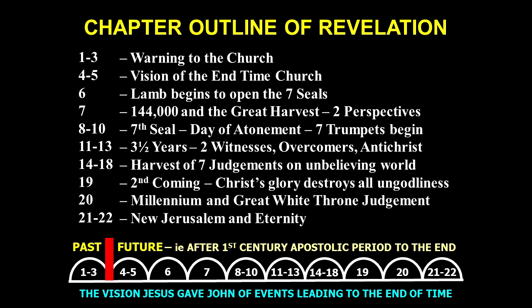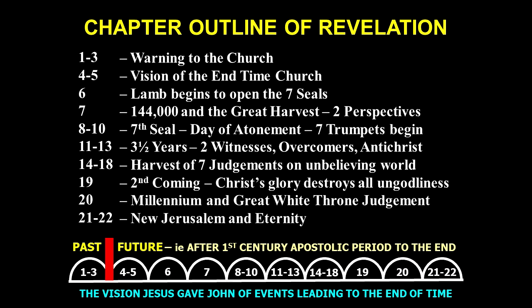In chapter 6, the Lamb now begins to open the 7 seals. Chapter 7, we have the 144,000 and the great harvest. And there's two perspectives. There's a Jewish perspective and then there's a Gentile perspective. And we'll see these things later on. In chapters 8 to 10, the 7th seal. This is an amazing moment. This is the perfection of the church. The Day of Atonement, Yom Kippur, and the 7 trumpets begin to be sounded.